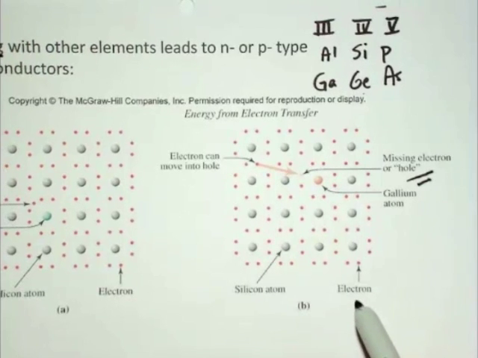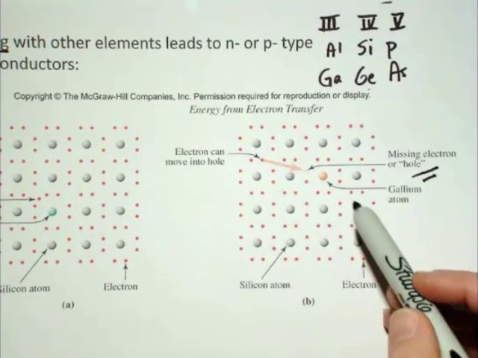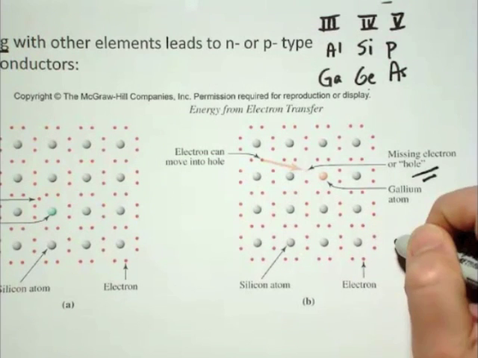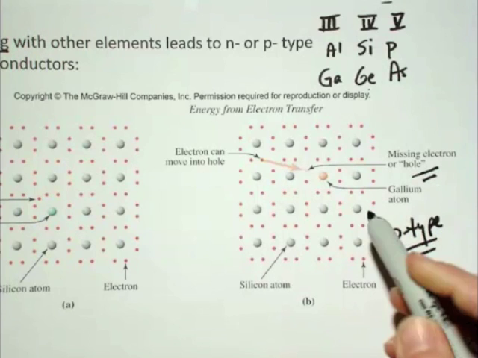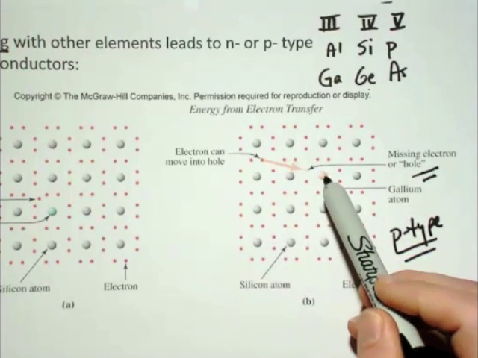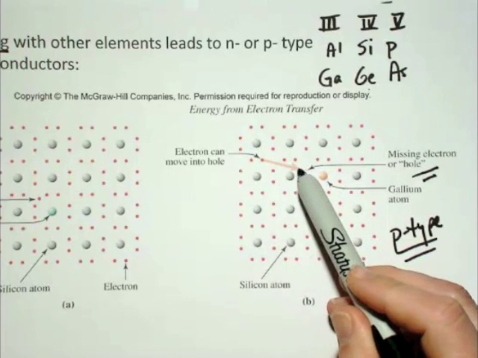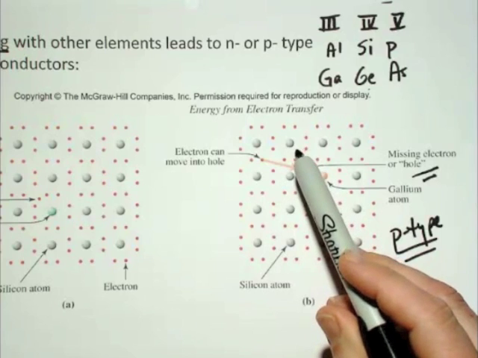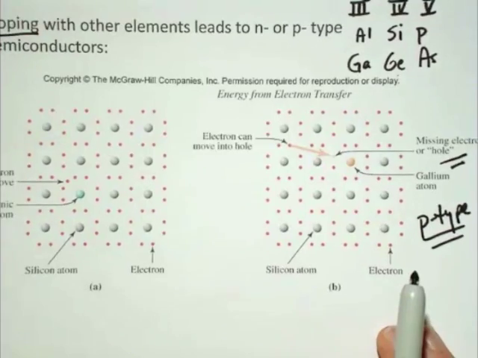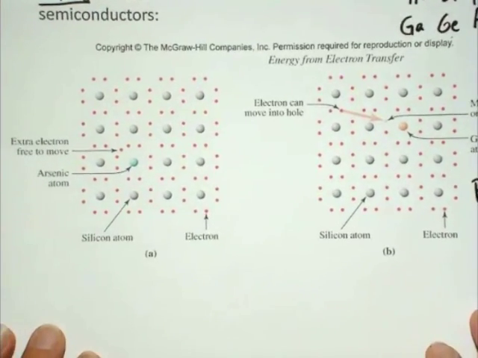Alrighty, and so it's actually called a p-type semiconductor, because you are opening up and having one fewer electron. Once the electron moves away from silicon into the hole by gallium, then the silicon is going to be missing one electron, and it's going to temporarily have a positive charge. So it's called a p-type for the positive charge.